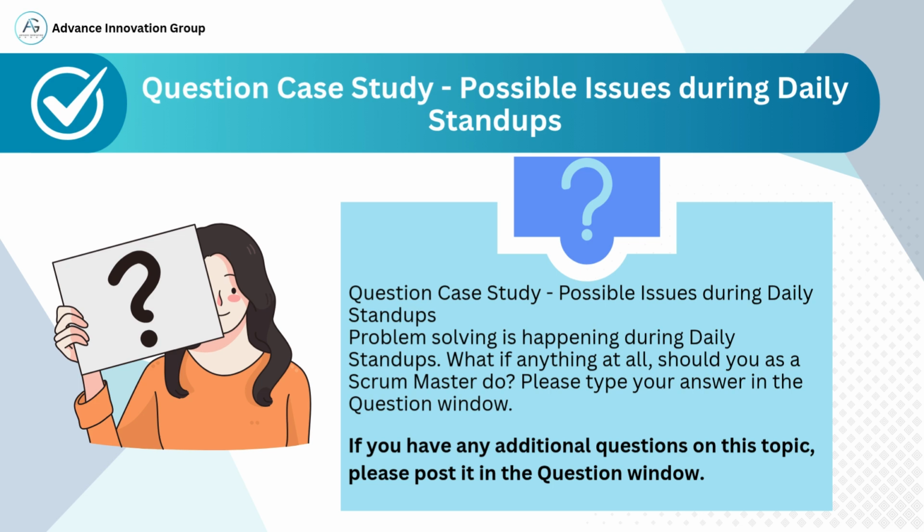As a Scrum Master, it's important to recognize when the stand-up is going off track and intervene in a constructive way. For this case, please think about what your role would be if the team starts discussing solutions in the middle of the stand-up. How would you guide the team without discouraging collaboration? Kindly type your answer in the question window, and feel free to post any additional thoughts or queries related to this topic there as well.